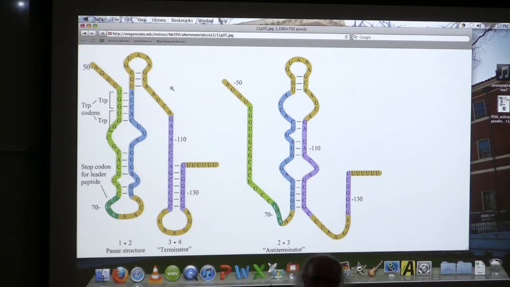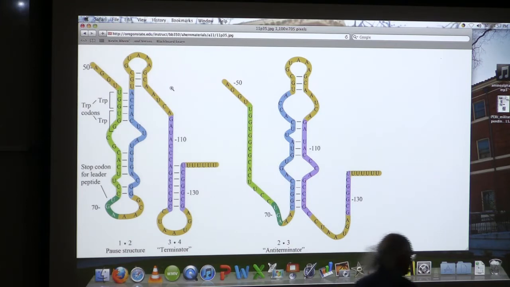Okay, other questions on this? Everybody got it? Okay, as I say, look at the big picture on this stuff. What are we trying to do? What's the cell trying to do with this? All right, you had a question.